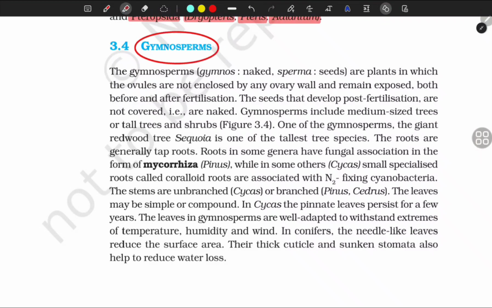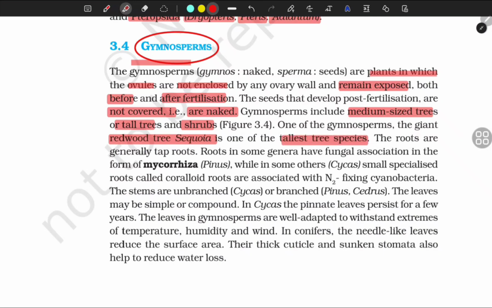Gymnosperms. The gymnosperms are plants in which the ovules are not enclosed by any ovary wall and remain exposed both before and after fertilization. The seeds that develop post-fertilization are not covered, that is, are naked. Gymnosperms include medium-sized trees, tall trees and shrubs. One of the gymnosperms, the giant redwood tree Sequoia, is one of the tallest tree species.